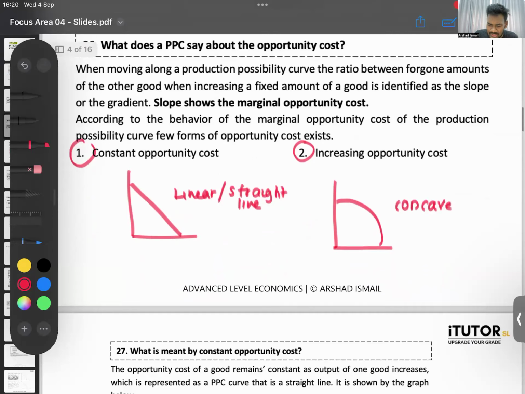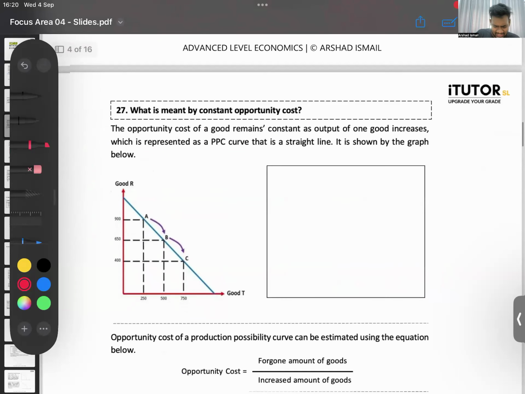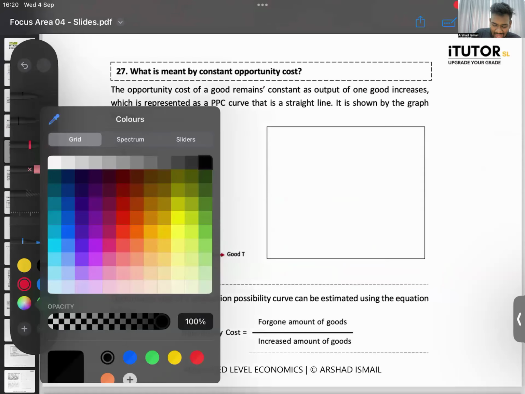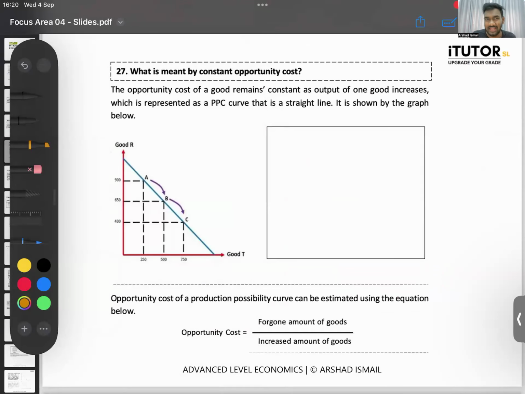So what is this constant opportunity cost? I'll share these slides also. You all can refer to it. You can mainly refer to your theory note. You all have a theory note too, so refer to that mainly. I will share the slides if you want, that you can refer to if you don't have the theory notes. So what is constant opportunity cost?